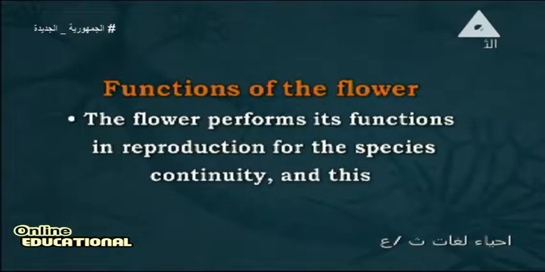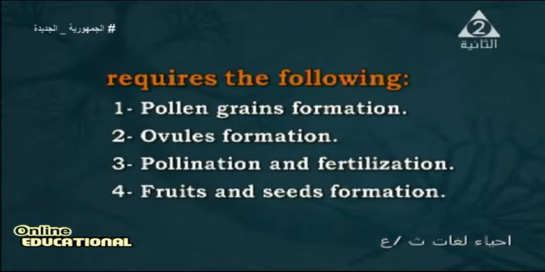What is the function of the flower? The flower performs its function in reproduction for continuity of the species. Okay, also flowers need to keep their species from extinction, so they undergo reproduction. Reproduction in flower requires, first, formation of pollen grains, number 2, formation of ovule, number 3, pollination and fertilization, number 4, fruit and seed formation.